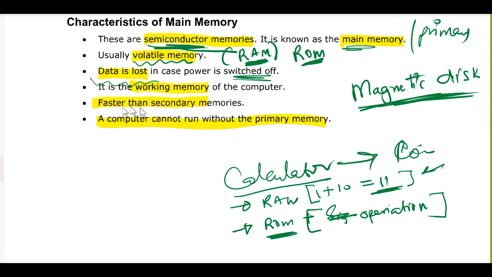It is faster than secondary memory, again because of being semiconductor. A computer cannot run without the primary memory. So a computer cannot run without these two. It must have ROM, where some instructions are permanently stored, and RAM, which is where the computer puts the temporary data as it processes it.